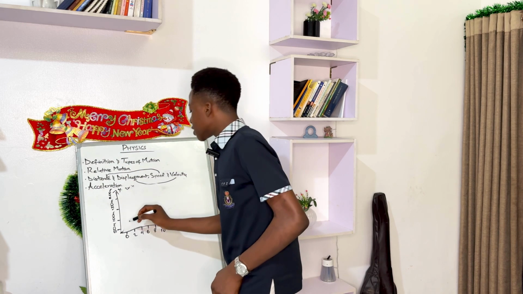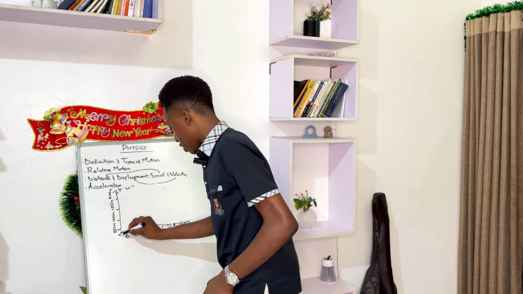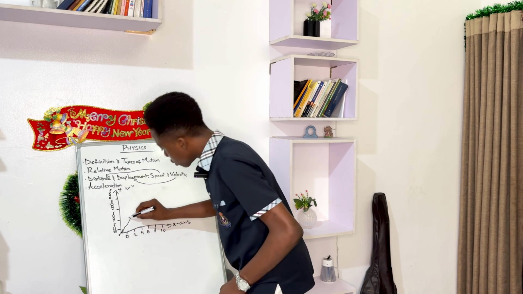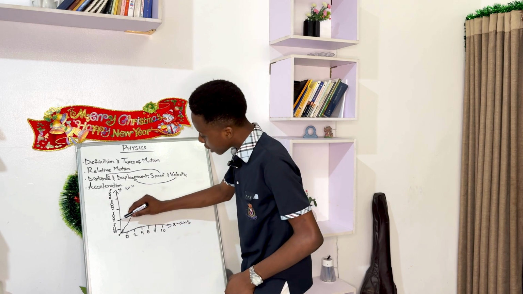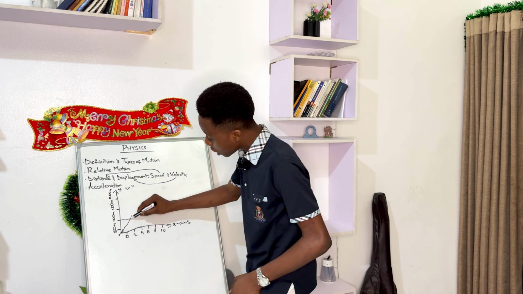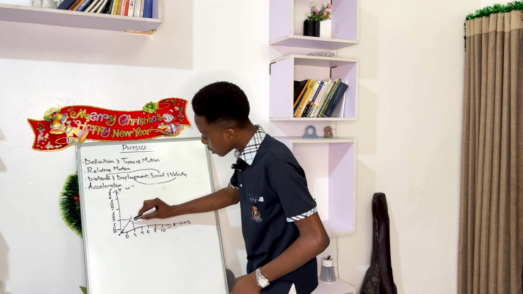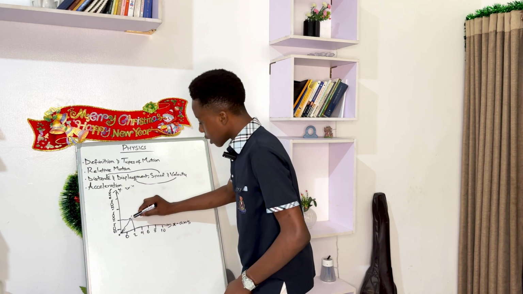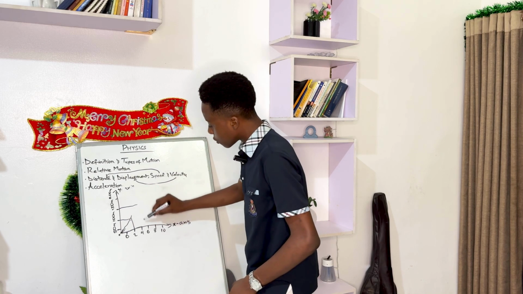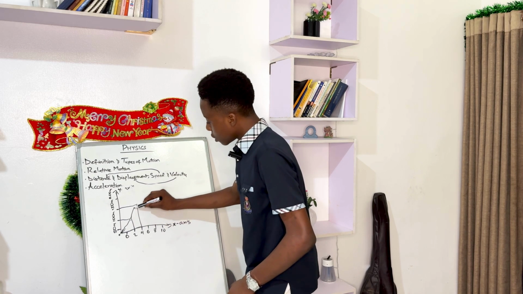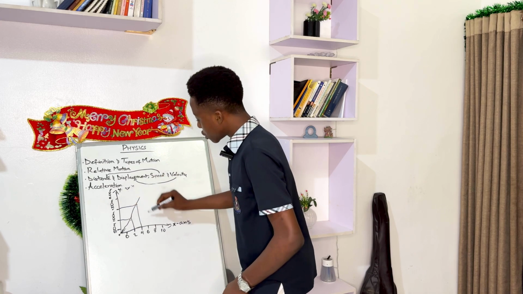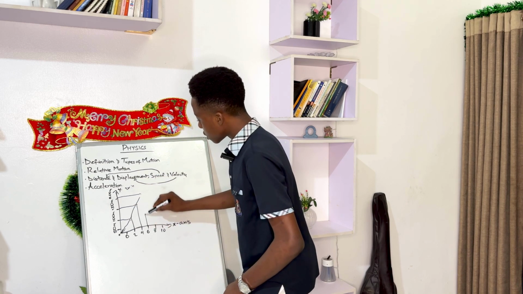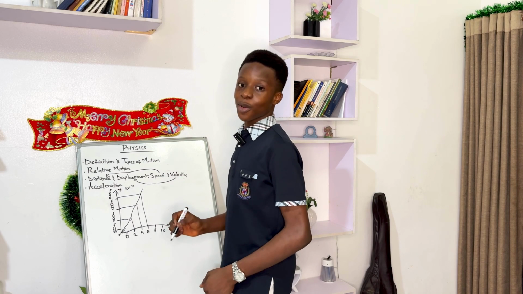If an object goes from 0 meters to 100 meters in just 2 seconds, you see where the slope is. That's 100 meters in 2 seconds. And let's say it goes 150 meters in 4 seconds, and 200 meters in 6 seconds. You see how high the slope is?